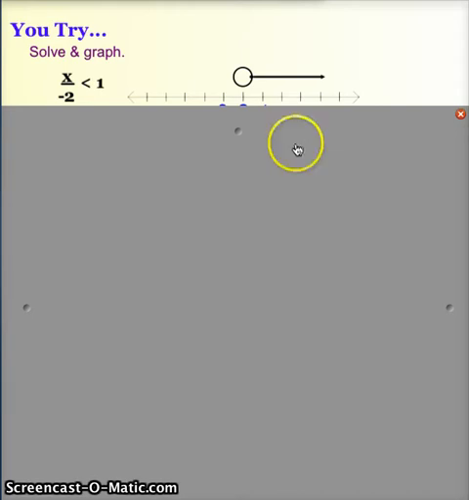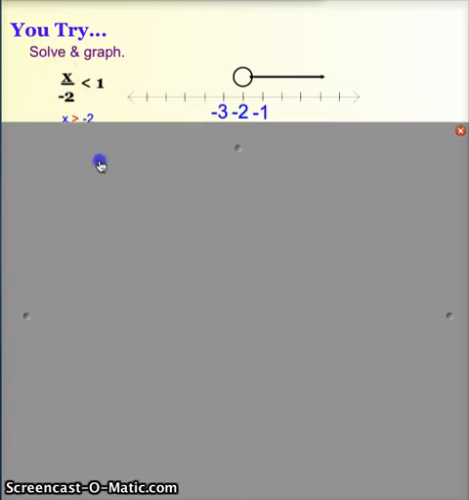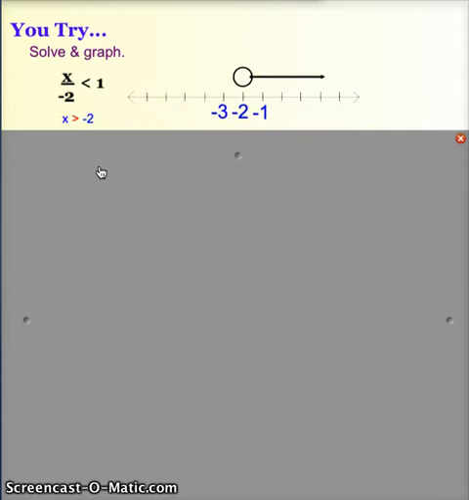You should have multiplied both sides by -2 to isolate X. Because you are multiplying by a negative to isolate X, you should have remembered to flip the sign. And now you get X is greater than -2. You draw an open circle on -2 because it's not also equal to -2, and numbers greater than are to the right.